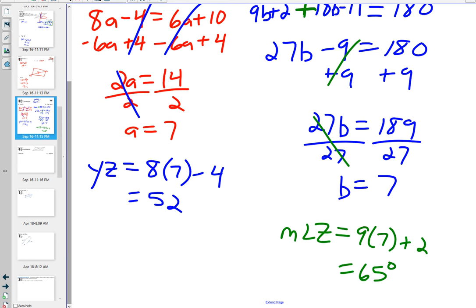It's not exactly 7? No, it should be. You might need to return the calculator to them. I got that later. 189 divided by 27. 189. Is that 180 or 189? Yeah, it's 189.